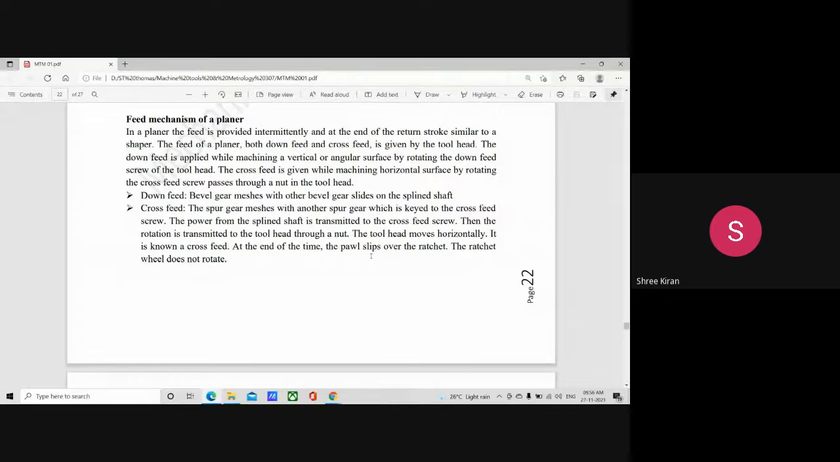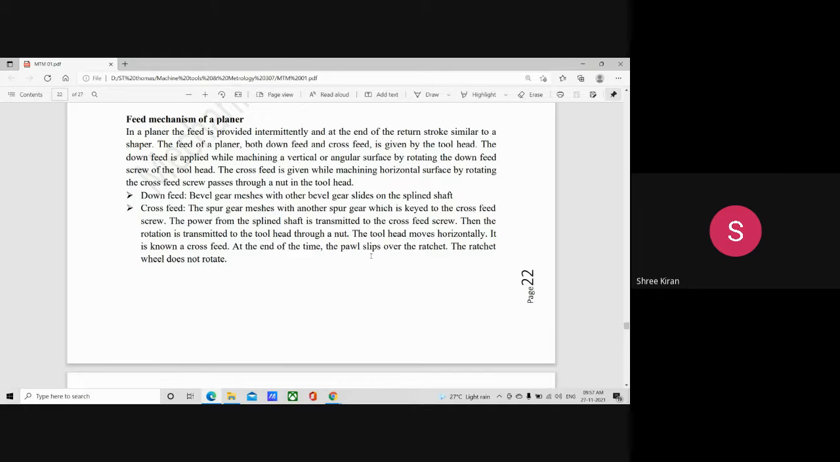Now in a planer, the feed is provided intermittently and at the end of the return stroke, similar to a shaper. In a planer, the feed is always provided intermittently, which means one by one, at the end of the return stroke, not in a continuous manner, similar to that of a shaper.